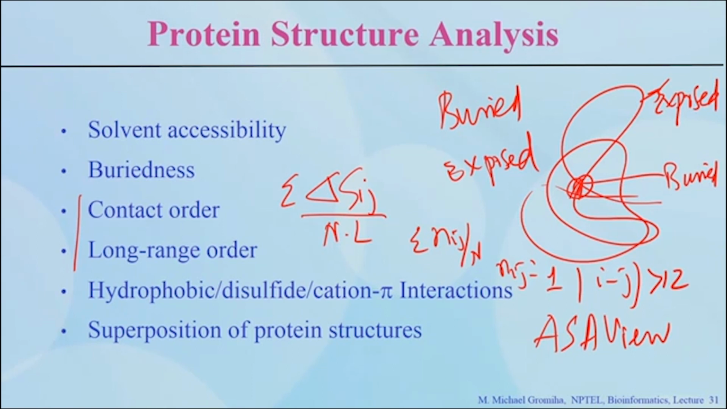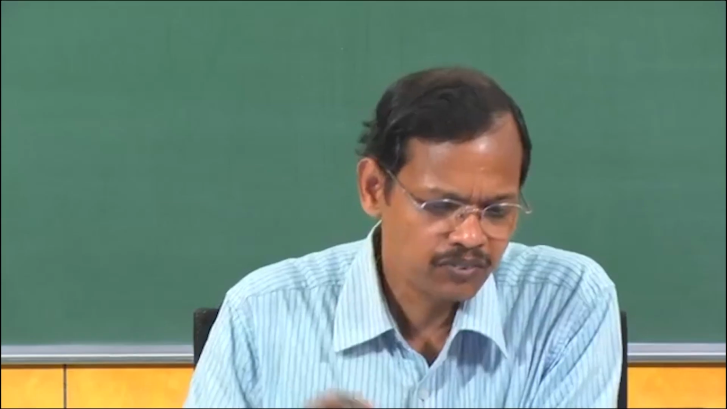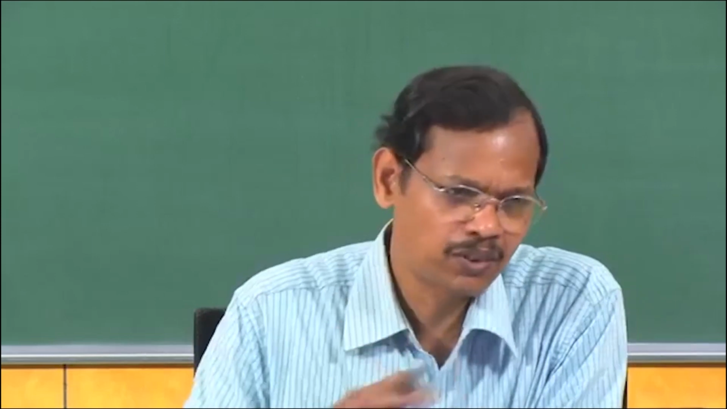Then we discussed the superposition of protein structures. What is superposition of protein structures? You align them and see how much difference there is between two structures. It is measured in terms of RMSD. If it is less, that means they are close. If it is more, then the structures are not similar. Then we discussed the program PDBparam to calculate all these parameters. Then we discussed the applications.